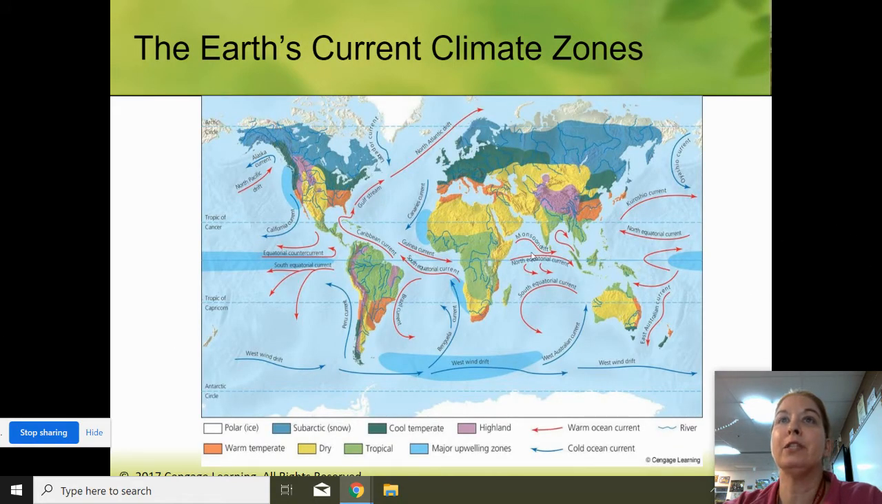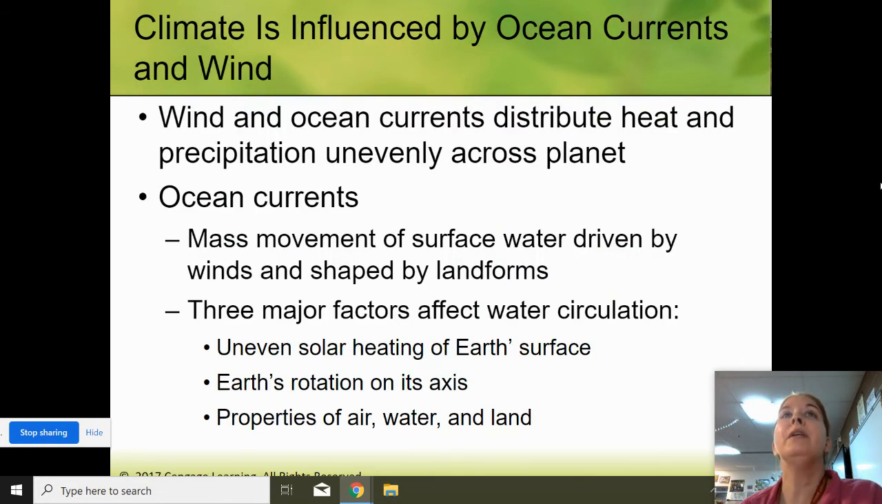So here are climate zones. You have our polar areas, your subarctic, and then you get to cooler temperatures and warmer temperatures and all those fun things. So feel free to pause and look at this for as long as you want. But here are the different climate zones, and you can look and see where the warmer areas are and the colder areas. So climate is influenced by both ocean currents and wind.